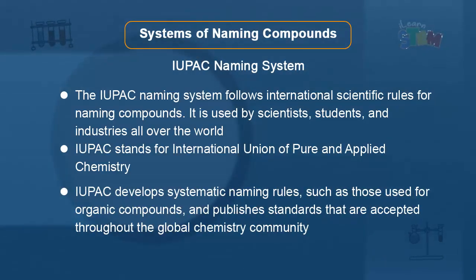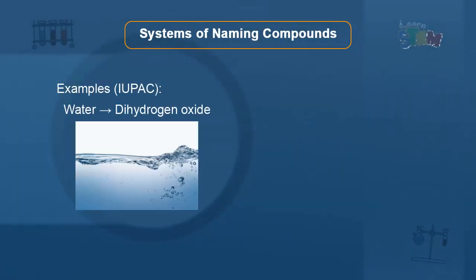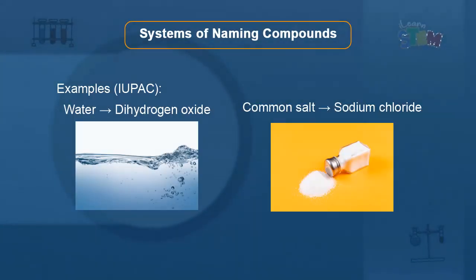IUPAC develops systematic naming rules, such as those used for organic compounds, and publishes standards that are accepted throughout the global chemistry community. Examples of compounds named using the IUPAC system include water, which is called dihydrogen oxide, and common salt, which is known as sodium chloride.